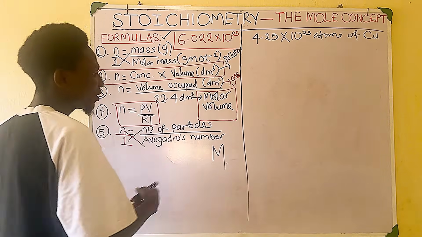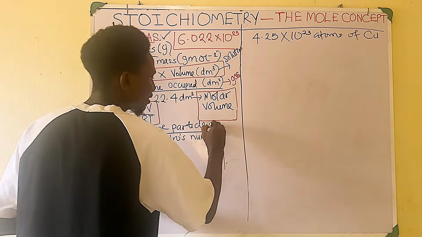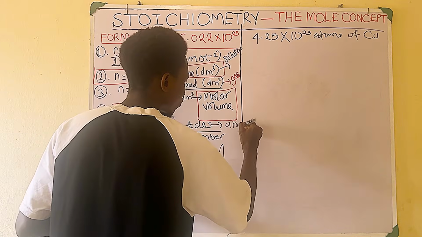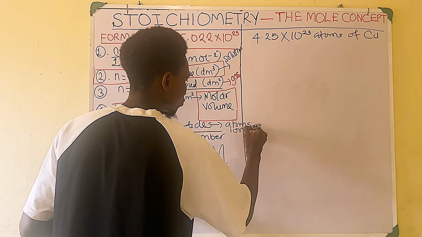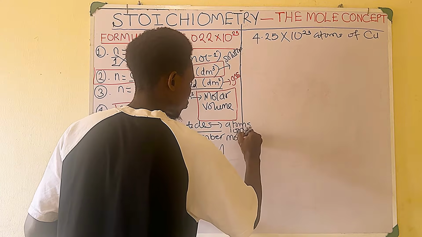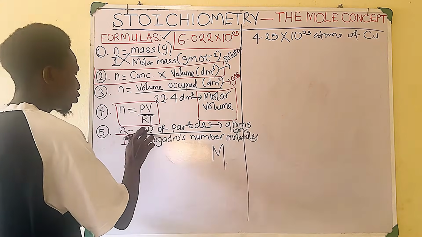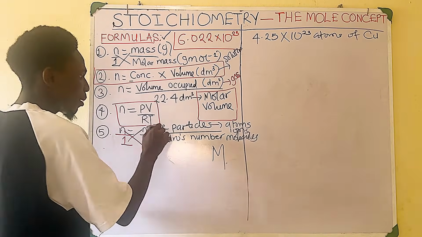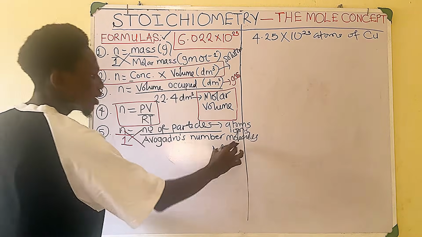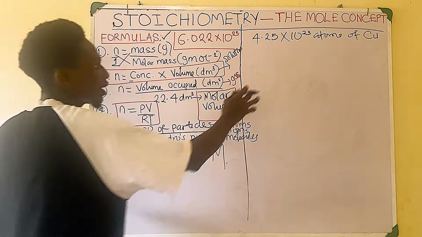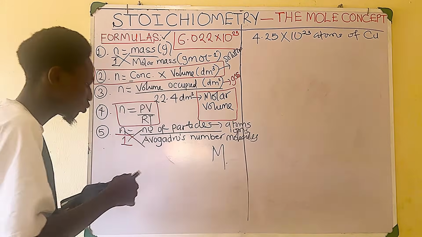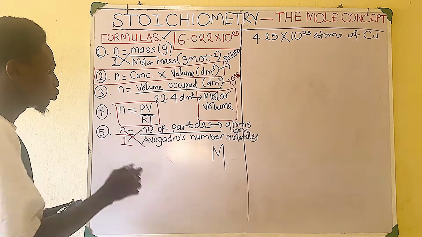Now, particles can represent three things. It can represent atoms, ions, or molecules. So you can have number of atoms, number of ions, number of molecules. Now we have number of atoms. They gave you number of atoms, and I say look for the number of moles. What you are going to do is use this formula.